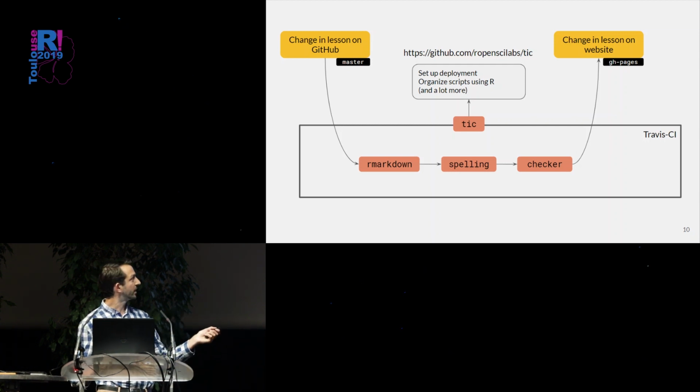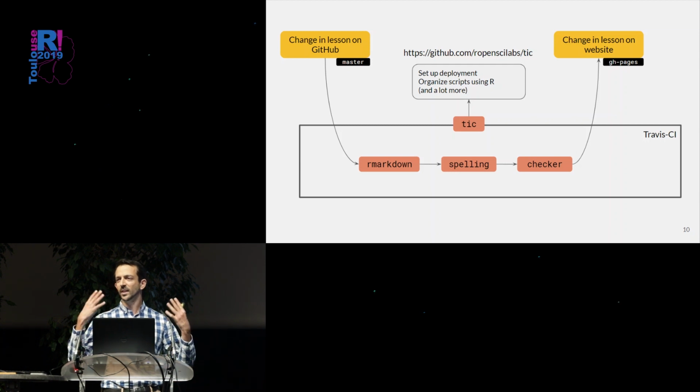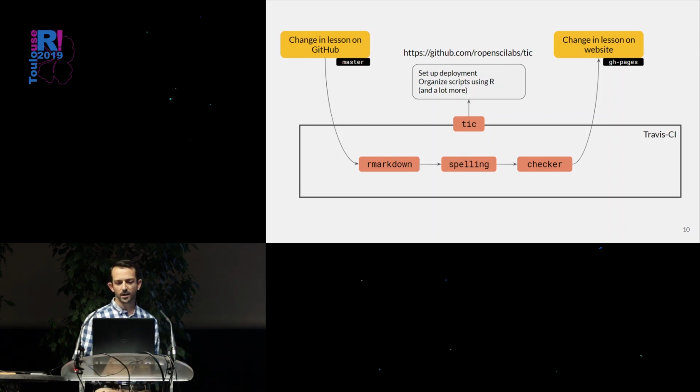All of this is orchestrated using the tic package, again, another rOpenSci package, going through the process of review currently with rOpenSci. And it's a great way to write in R the different steps that should happen on Travis. And so you don't have to edit both YAML files and R files. You can write everything as R. And it comes with really nice features.